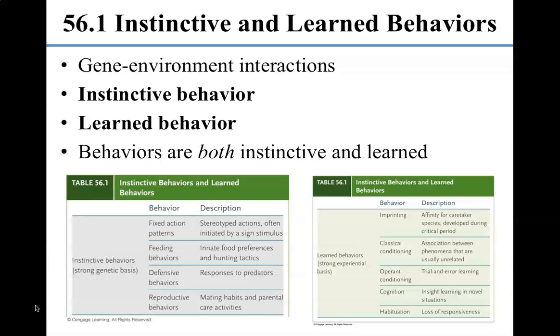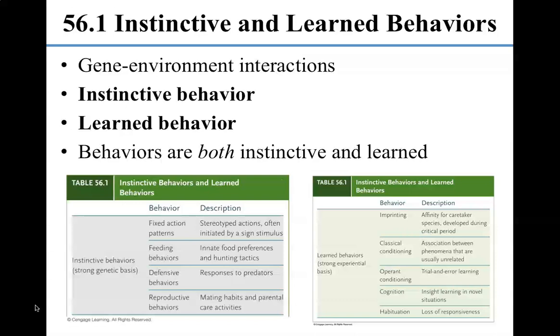Feeding behaviors, so hunting, or for an eagle to catch a fish that's swimming in the river, or for a honeybee to fly towards a colorful flower. These are innate food preferences and tactics that they're born with. They don't have to learn it. Defensive behaviors, so running from a predator, for example. Reproductive behaviors, so taking care of offspring through parental care, or mating habits. These are all instinctive, so they're more or less born with them.